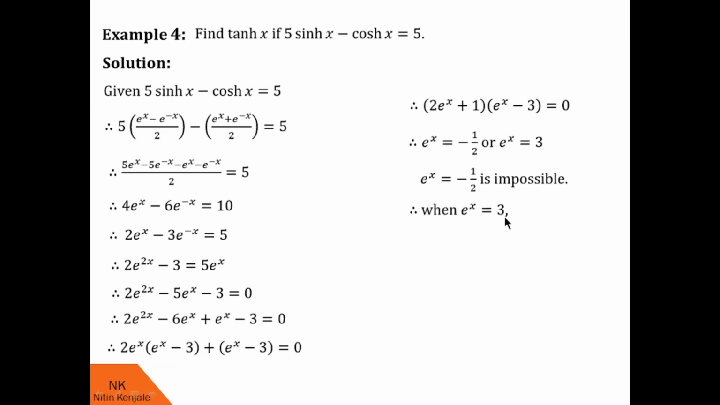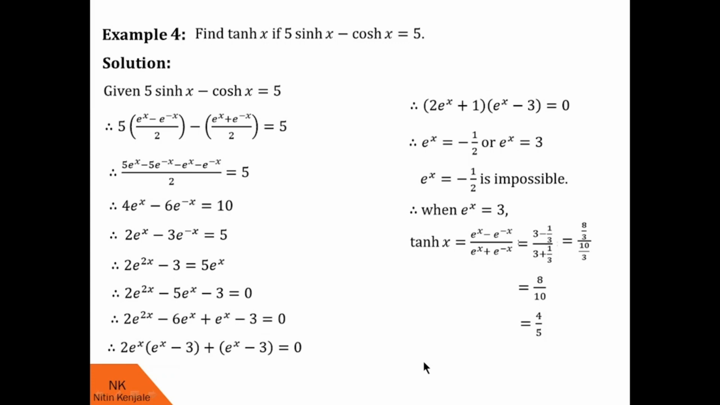So when e raised to x is equal to 3, tanh x, whose exponential form is (e raised to x minus e raised to minus x) upon (e raised to x plus e raised to minus x), can be written as (3 minus 1 by 3) upon (3 plus 1 by 3). Note that if e raised to x is 3, e raised to minus x will be 1 by 3. Now further simplification will give us (8 by 3) upon (10 by 3), that is 8 by 10, which is nothing but 4 by 5. So this is the value of tanh x if 5 sinh x minus cosh x is equal to 5. I hope guys you understood this example.